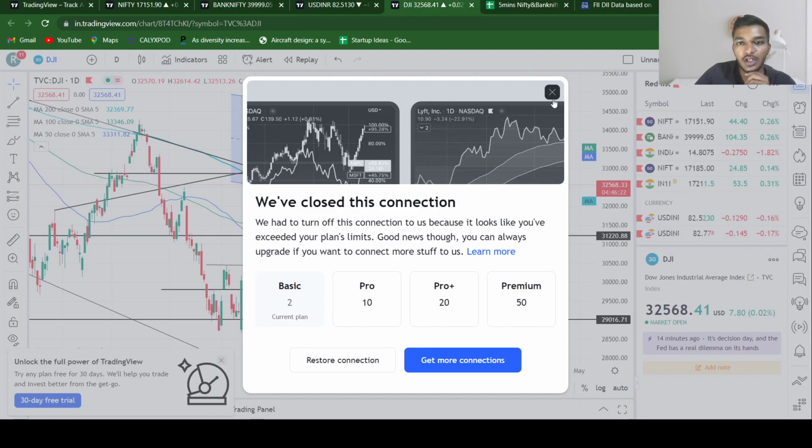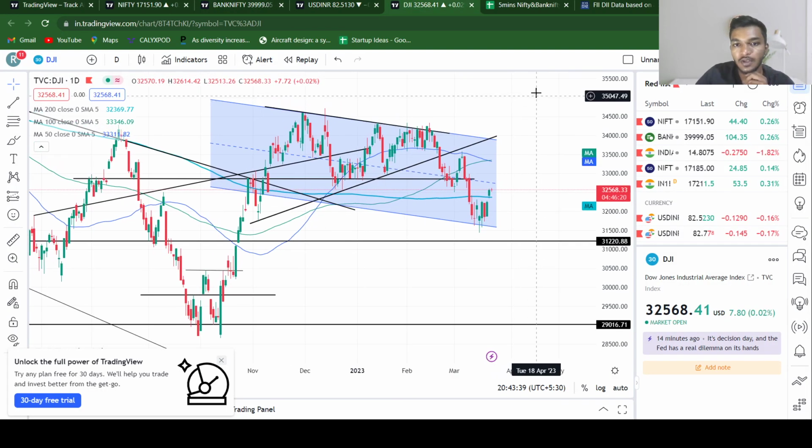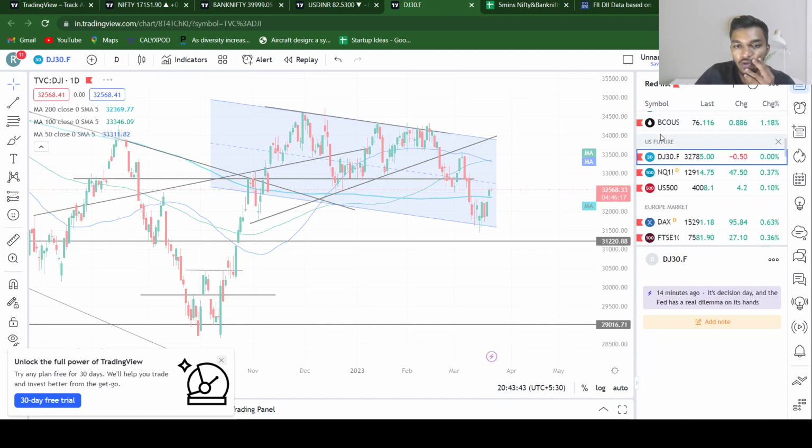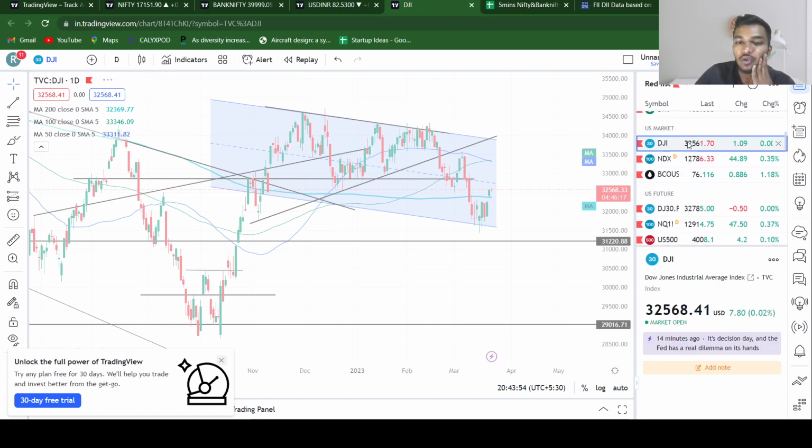So now we look at Dow Jones. If we look at the Dow Jones futures, they haven't gained any points. It also looks like it is waiting for the FOMC meeting to decide the overall outlook on the market.